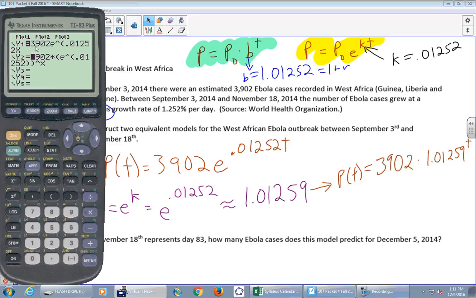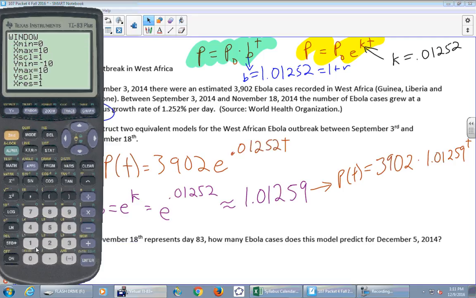Before we graph, first thing I'm going to do is turn this one off so it is not highlighted. It's just going to be the first graph. And then I'm going to think about my window. Let's look between like 0 and 100 days, for example, and go every 10 days. And then let's see, a y min.